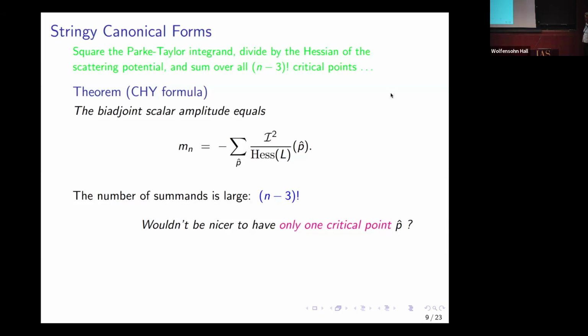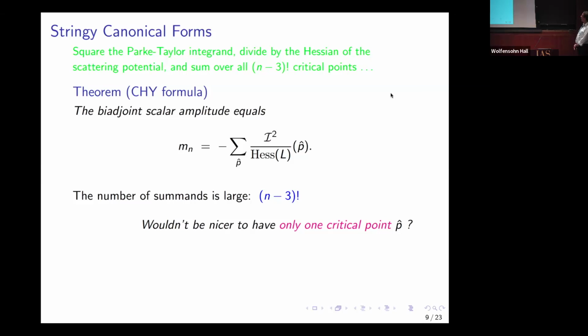Now, by Galois theory, this is invariant, and it becomes a rational function, and this is precisely the bi-adjoint scalar amplitude we saw. Now, one disadvantage here, and you also see this in the clearing denominators efforts that were alluded to in Shruti's talk, is that the number of summands is very large. n minus 3 factorial is a very large number. So this makes this actually a surprisingly complicated rational function.